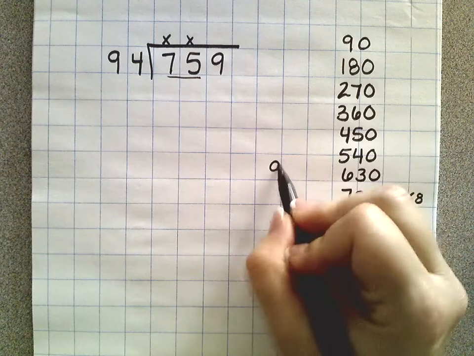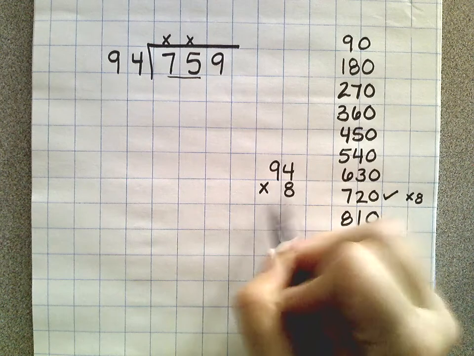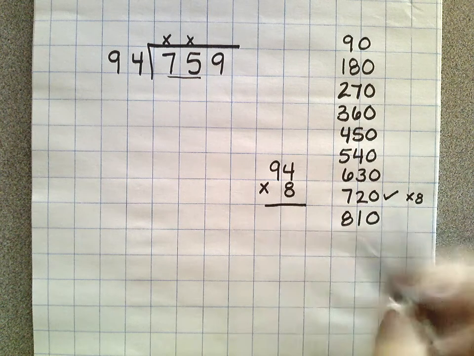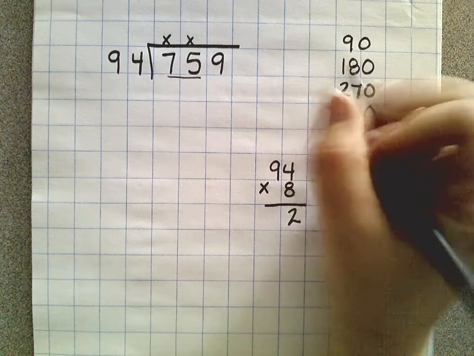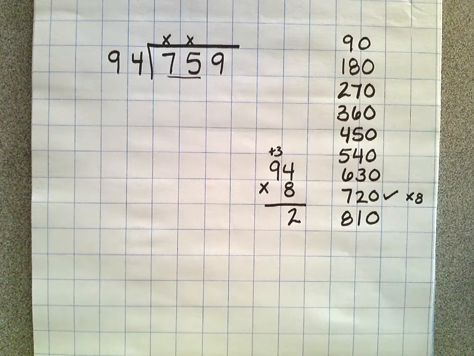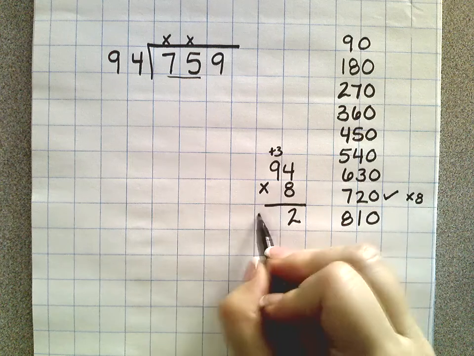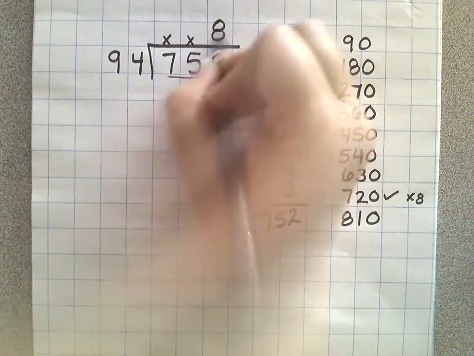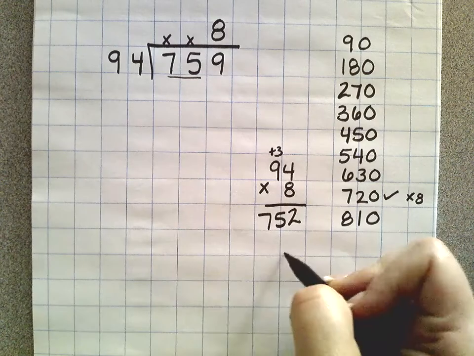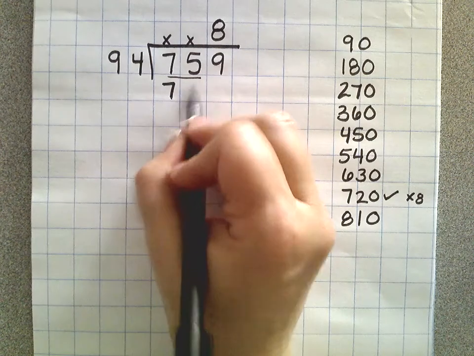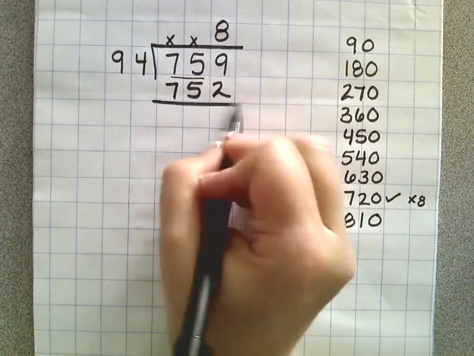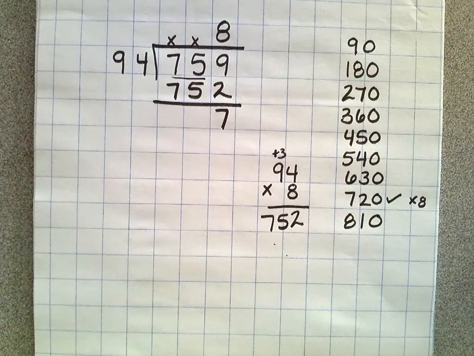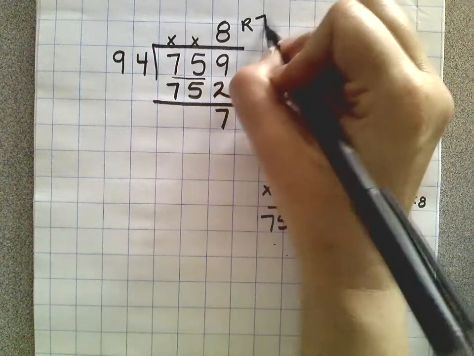So I'm going to do some side math. 94 times 8. We're going to check that out. 4 times 8 is 32. Put down the 2. Carry the 3. 7 times 8 is 72. Add on the 3 is 75. 752, that looks pretty good. Put your 8 up. We already did 8 times 94. We know it's 752. Subtract, I get 7. 7 is certainly smaller than 94, so a remainder of 7.